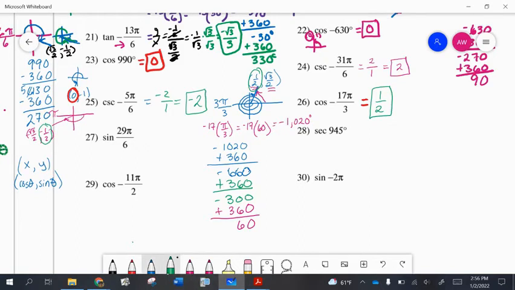Sine of 29 pi over 6. All right, are you feeling up to trying Miss Weaver's way without all the numbers? I'm going to let you choose your way. I'm just going to do it one way. So I'm going to do it by counting by, what does a whole pi look like over a denominator of 6? It looks like 6 pi over 6.